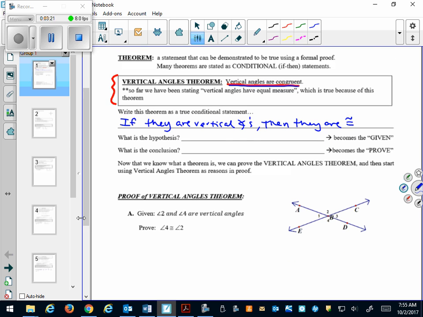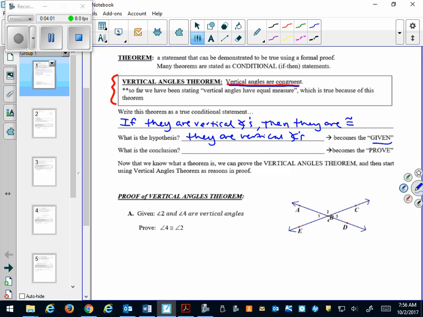So when you take a theorem and you write it as a conditional, an if-then statement, like I said, we can formally prove every theorem. So when we take the if-then statement, the hypothesis becomes our given, and the conclusion becomes our proof. And then we can write a proof of that theorem. Okay? So what's the hypothesis? Good. They are vertical angles. So that's going to become our given.